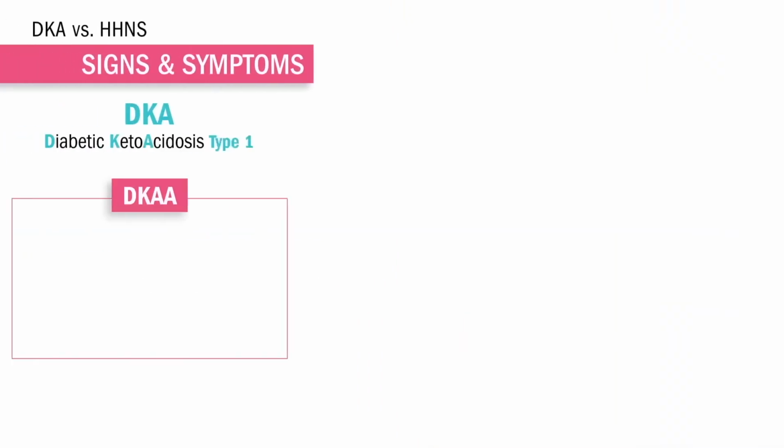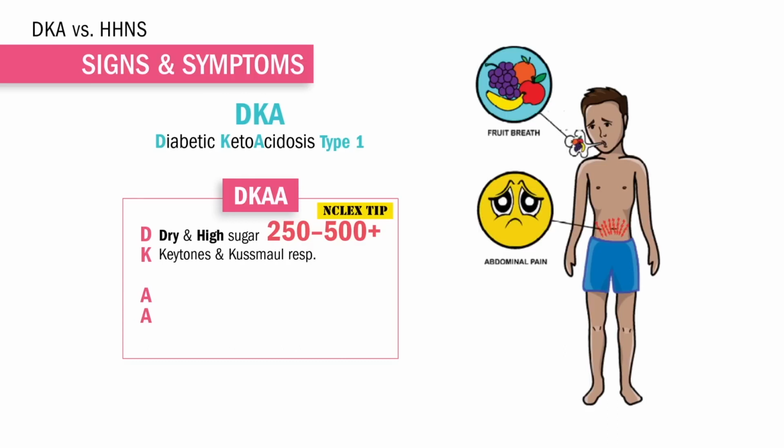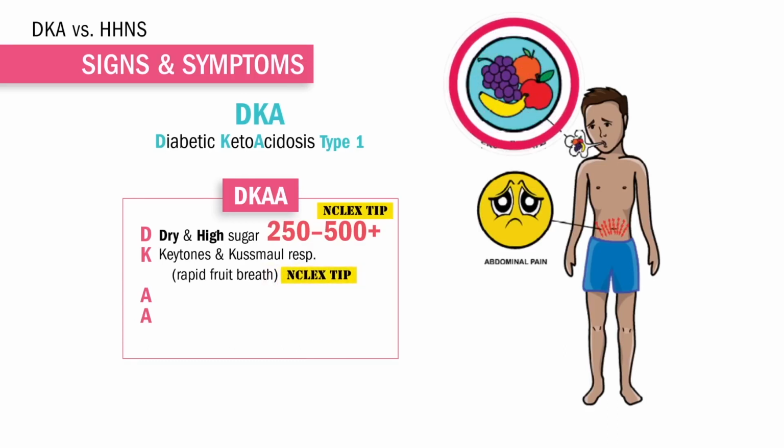So what are the main differences in the signs and symptoms? Well, for DKA, this is super hard, right? Just remember the acronym DKA. So D for a dried body, guys, and high sugar, 250 to 500 from the lack of insulin. Guys, that's a huge key word, 250 to 500 with type 1 diabetics. Now K is for ketones and Kussmaul respirations, or known as fruity breath. Key words here for the NCLEX, deep, rapid breathing that smells fruity. This is called Kussmaul respirations, so think ketone respirations.